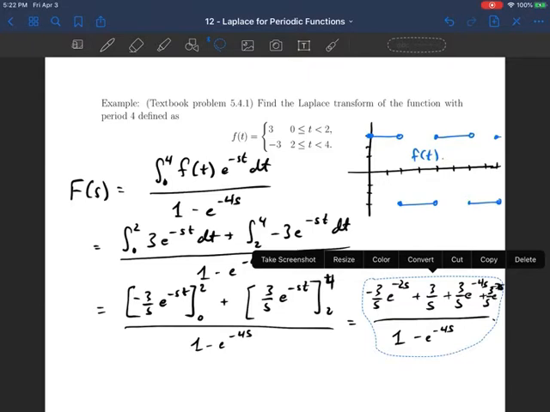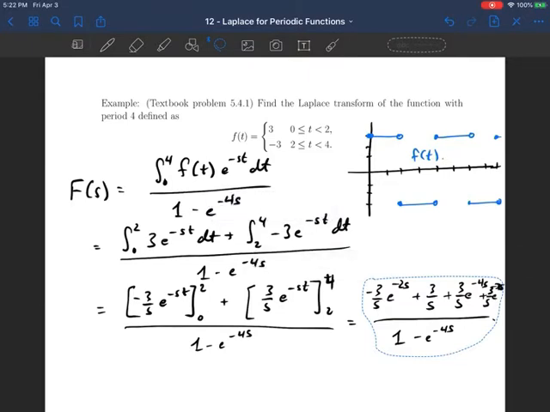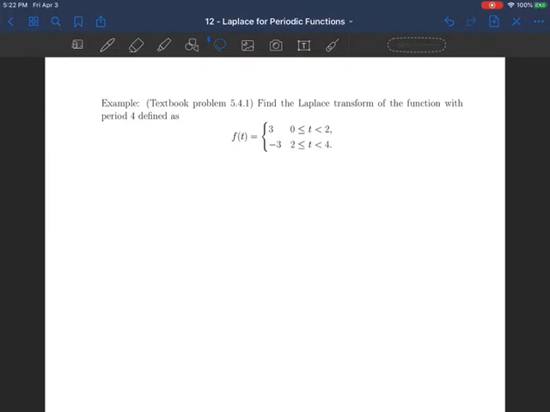Now, I did want to point out, I did want to calculate with this one a little bit more because there's something interesting that we can show here.